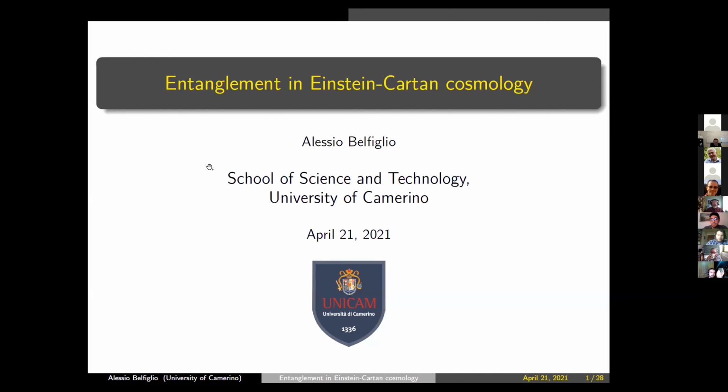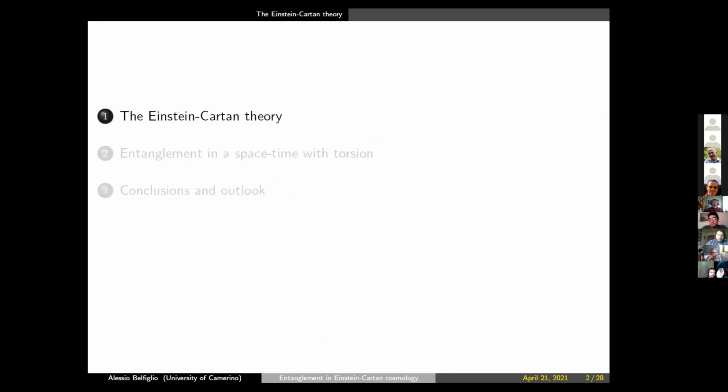So the aim of my presentation is to introduce the notion of entanglement within a modified theory of gravity, that in this case we studied, the Einstein-Cartan theory. That is a theory in which, other than curvature of space-time, we also have torsion. But why should we introduce torsion in the description of space-time? For this reason, I will first introduce the Einstein-Cartan theory and explain why torsion may have a mathematical but also a physical meaning within gravity. Then we will move to the entanglement characterization in a space-time with torsion. And at the end, I will draw some conclusions and show some future perspectives, so an outlook.